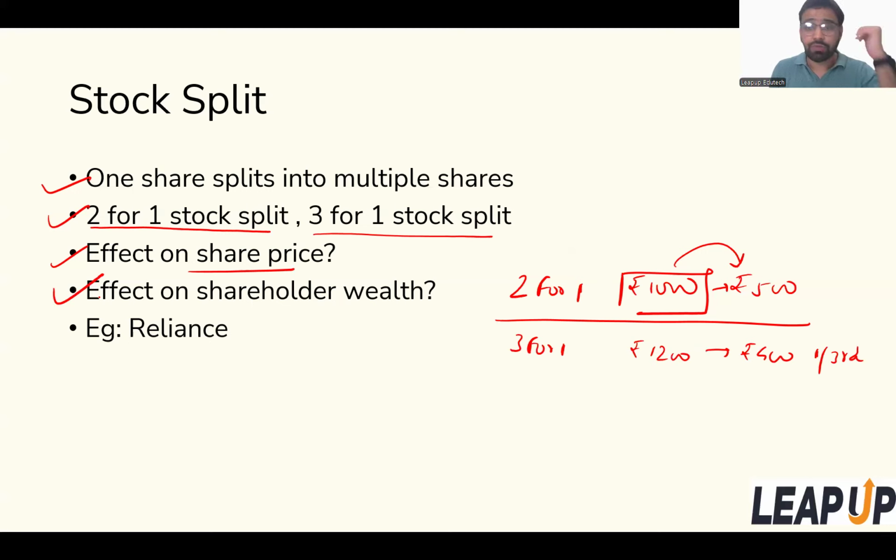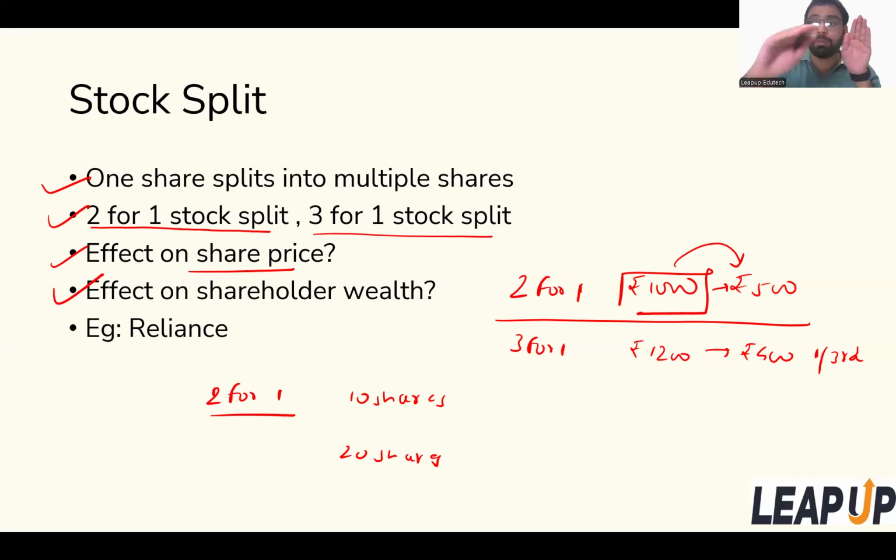What happens to shareholder wealth as a result? Imagine the shareholder, in the case of a 2-for-1 split, was earlier holding 10 shares. What happens as a result of the 2-for-1 split? His 10 shares will convert into how many shares? 20 shares. Why? Because one share is being broken down into two. Earlier, the stock price was rupees 1,000.